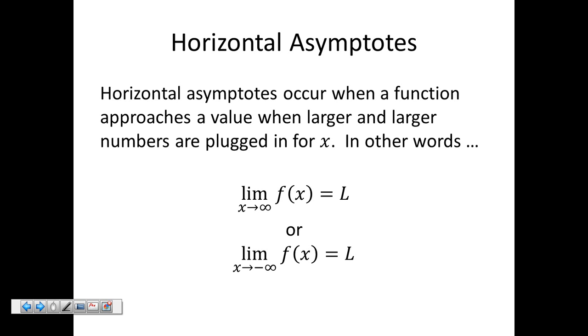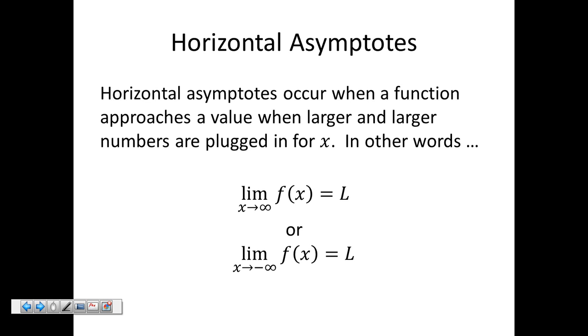Now let's take some time to talk about horizontal asymptotes. Horizontal asymptotes happen when a function approaches a specific value, approaches a number, when larger and larger numbers are plugged in for x. Now to us as calculus people, when we talk about plugging larger and larger numbers in for x, we're talking about a limit as x approaches infinity, or a limit as x approaches negative infinity. So that limit as x approaches infinity means way over to the right of our graph. Or the limit as x approaches negative infinity, that means way over in the left of our graph.